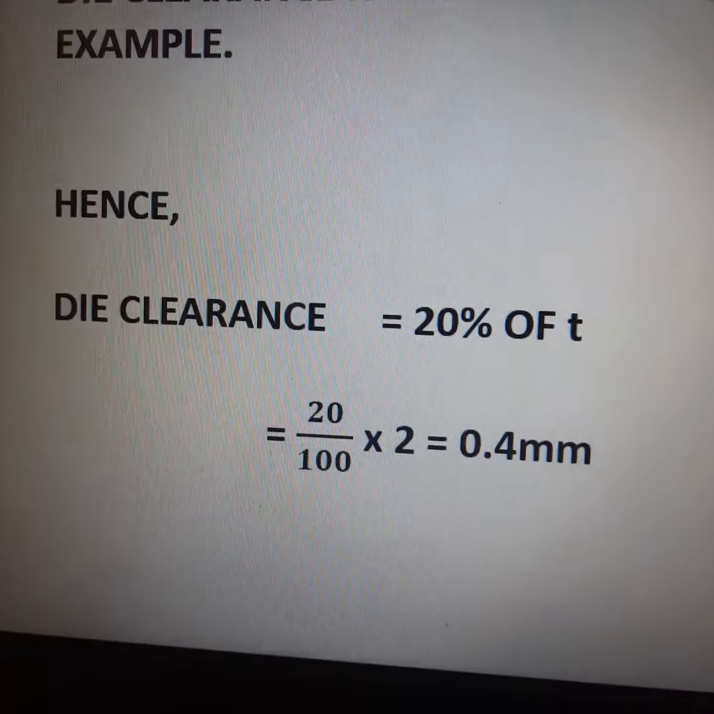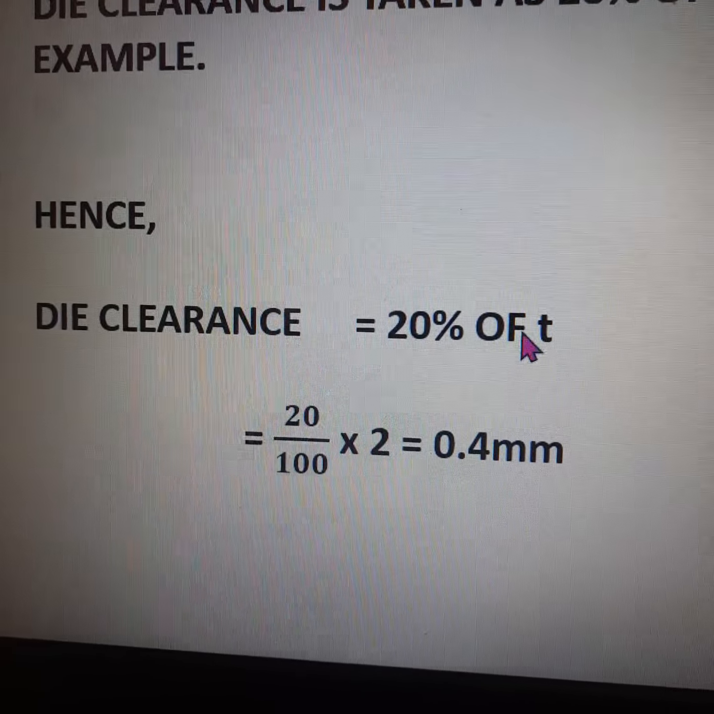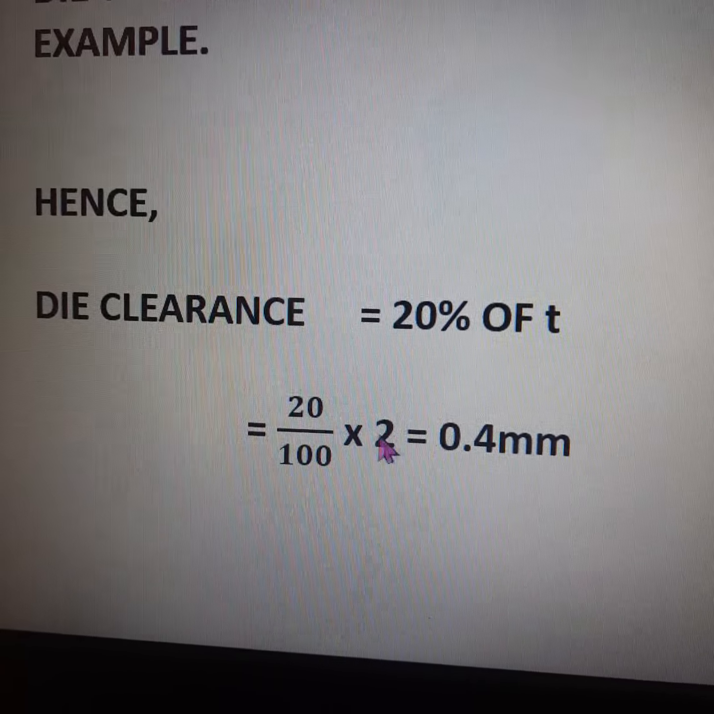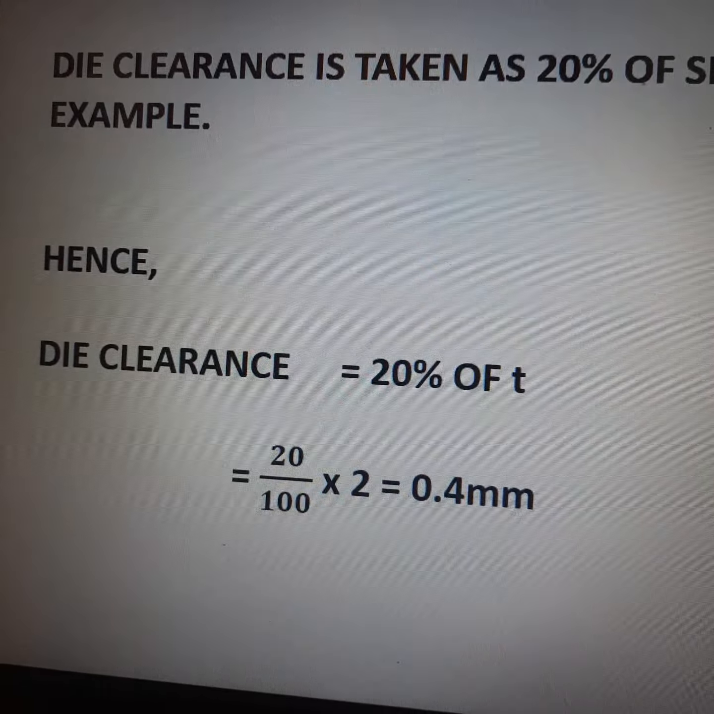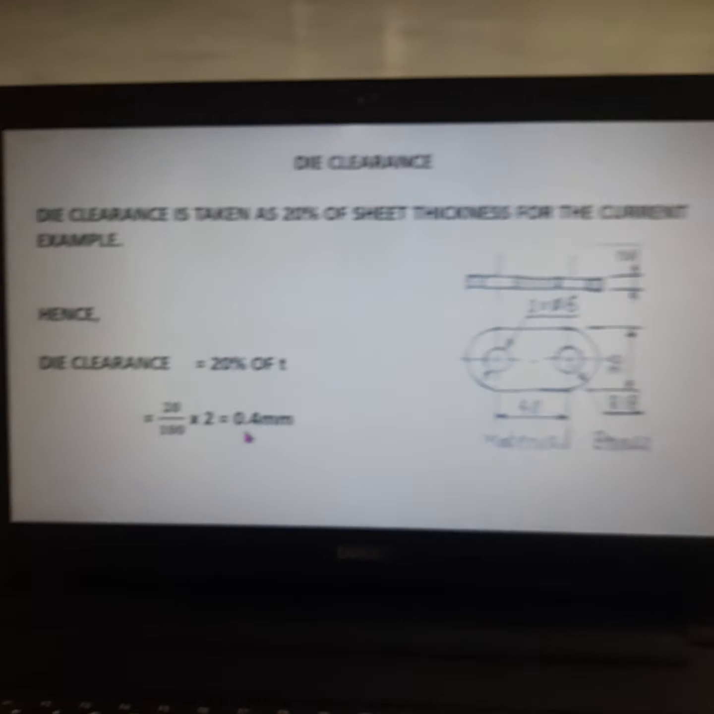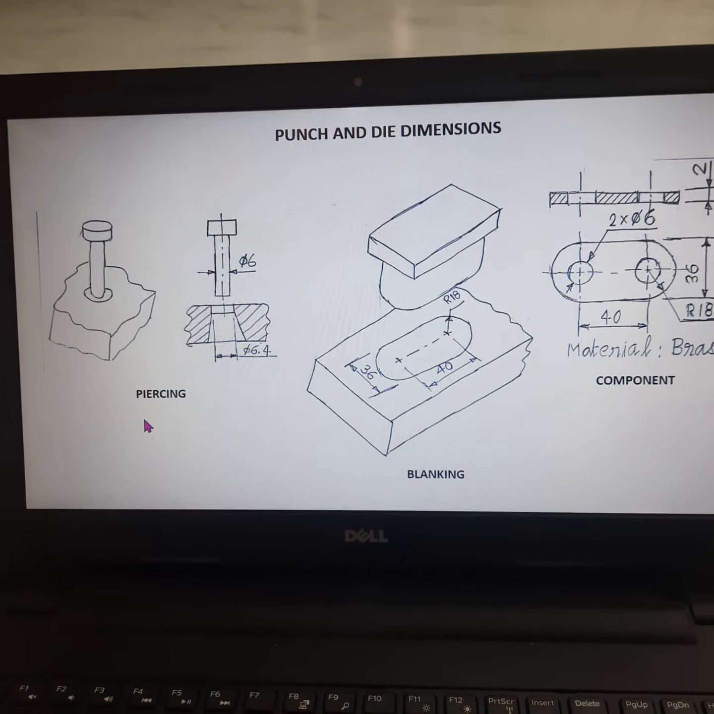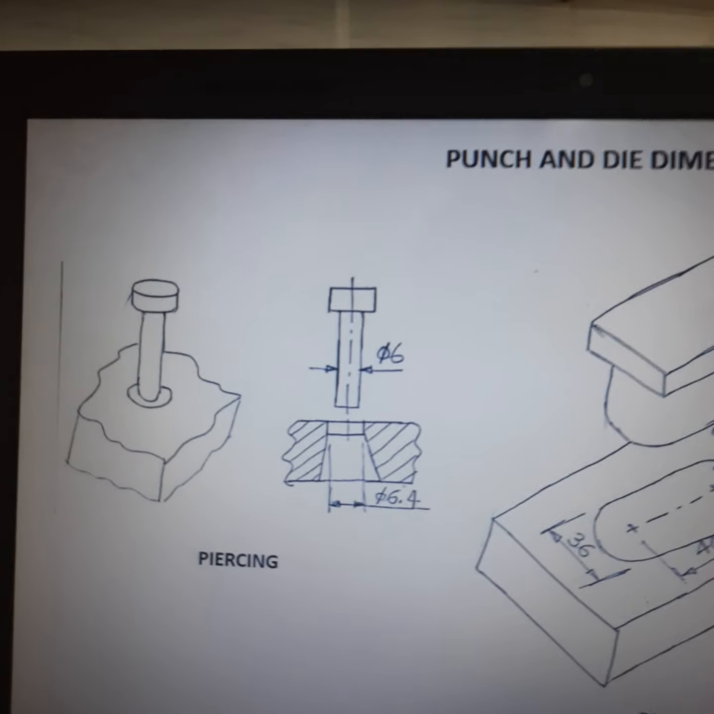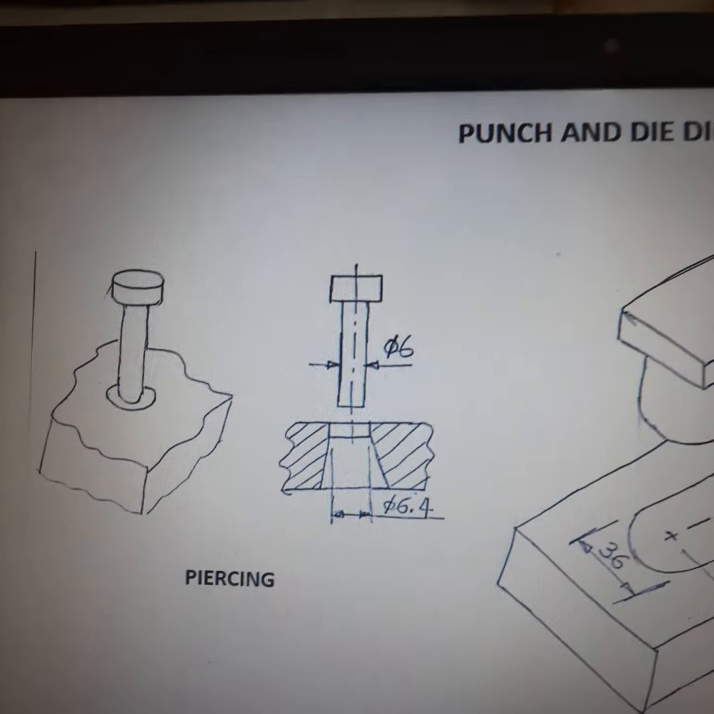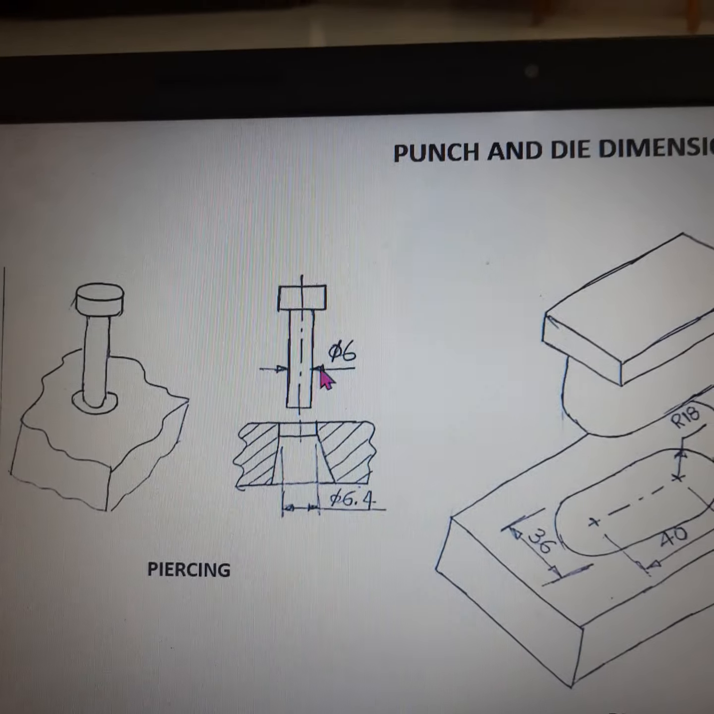Since the sheet metal product is having a thickness of 2 mm, 20% of 2 mm is 0.4 mm. So for our example, we are maintaining a die clearance of 0.4 mm. Once the die clearances are arrived, we can determine the size of the punch and die.